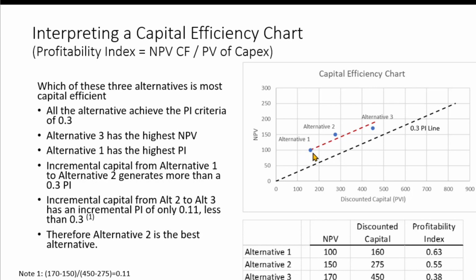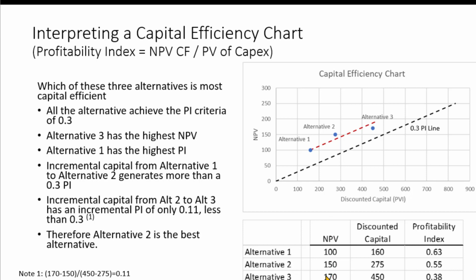But then the question is incremental. Now, if I put this line up here coming through alternative 1, we can see alternative 2 is higher. That means the incremental capital for alternative 2 achieves the 0.3 DPI. And if I go from alternative 2 to alternative 3, I haven't drawn the line, but you can see that it is less. Also, if I go from alternative 1 to alternative 3, it's less than 0.3 PI. All right, well, it sounds like alternative 2 is the best.